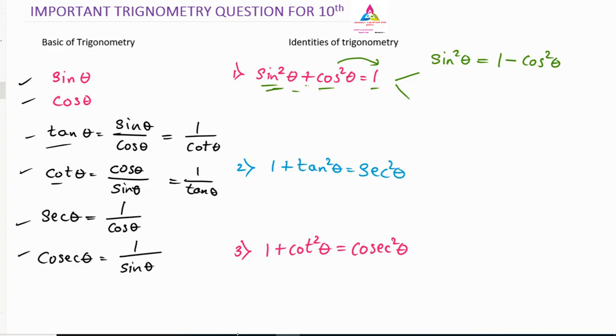The second part of the identity is we have to keep this cos square theta here only. Now we have to shift this sin square theta to the other side, and we are going to get cos square theta as it is and 1 as it is, but here we have plus sin square theta, so it will convert into minus sin square theta. So these are the two identities you have to remember along with the first identity.